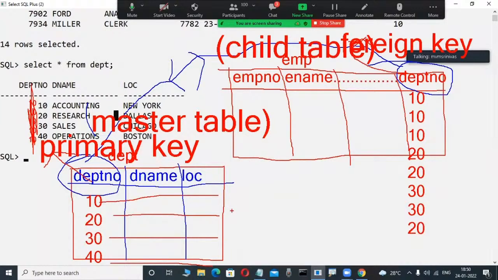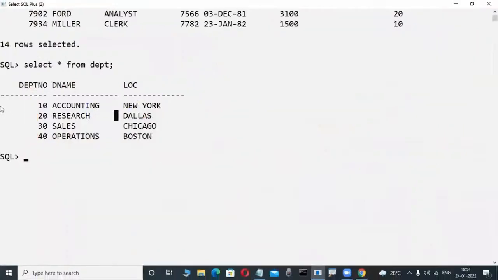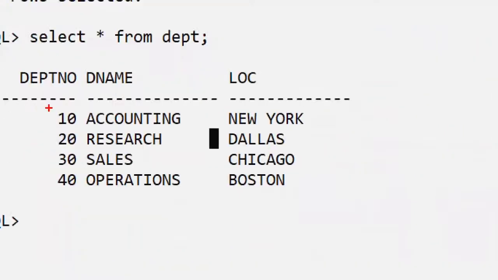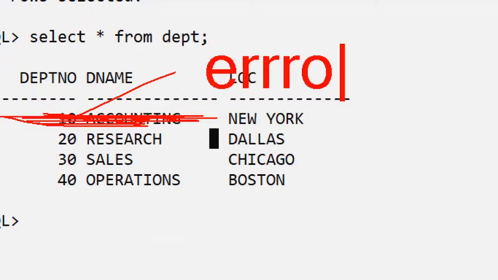Why are they establishing a relationship between tables? From a data security point of view. What type of data security? Concentrate. Anybody guess? In a master table in any database, I try to delete this record in the master table, for example. Working or not working? Suppose I try to delete this 10 from the master table. Possible or not possible? Very good. Impossible. It will give an error. That is security.